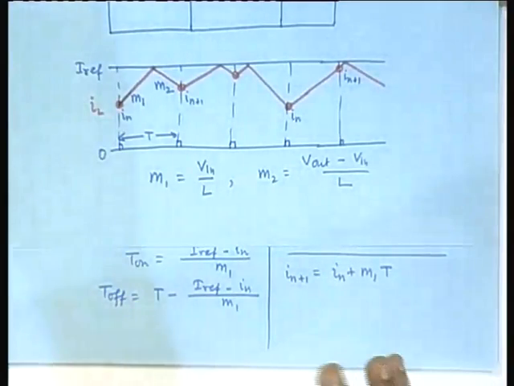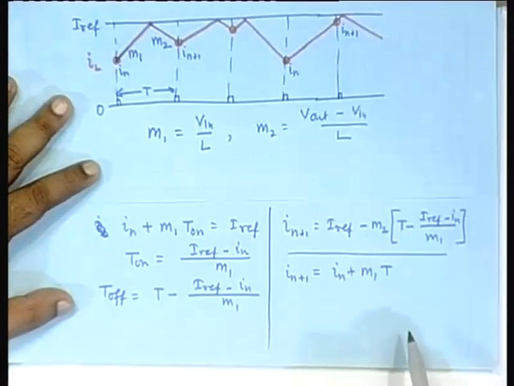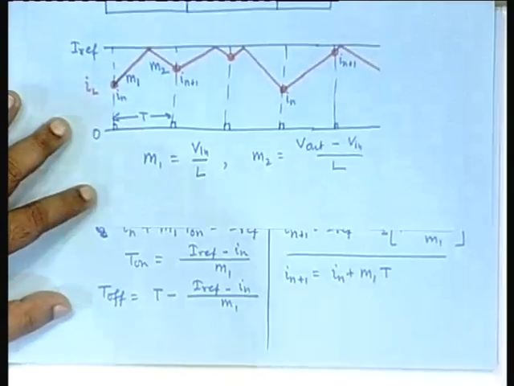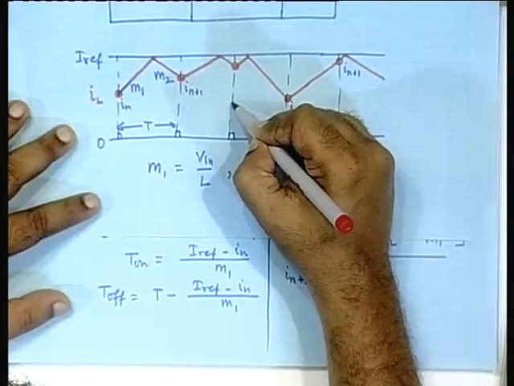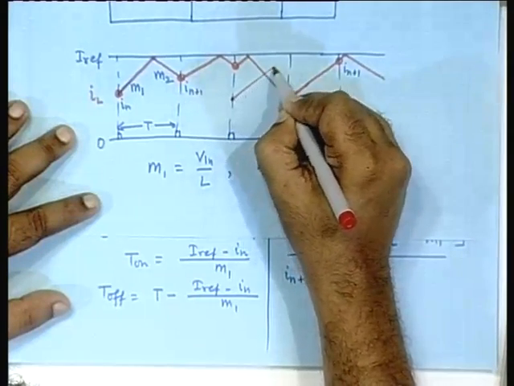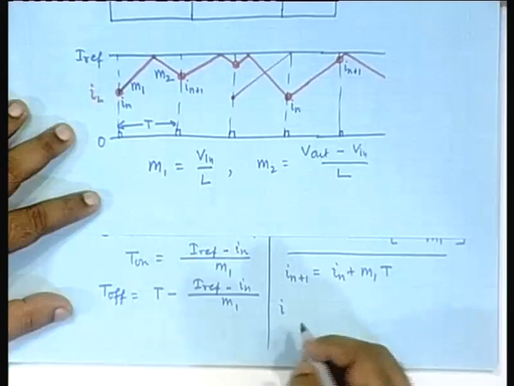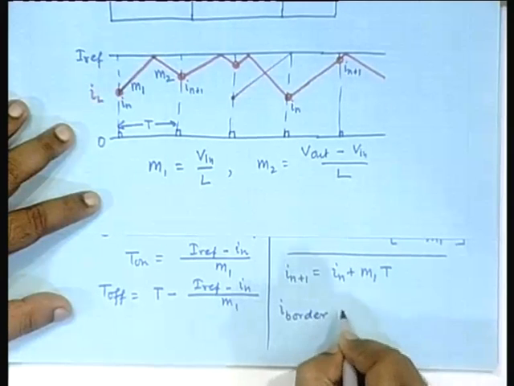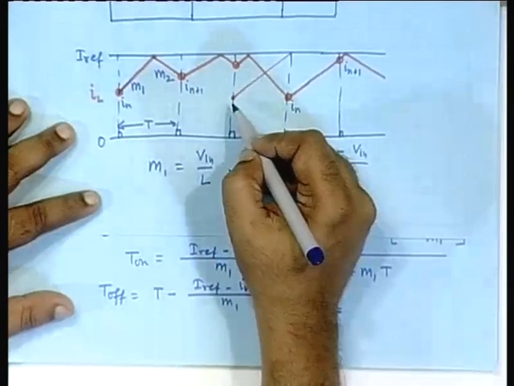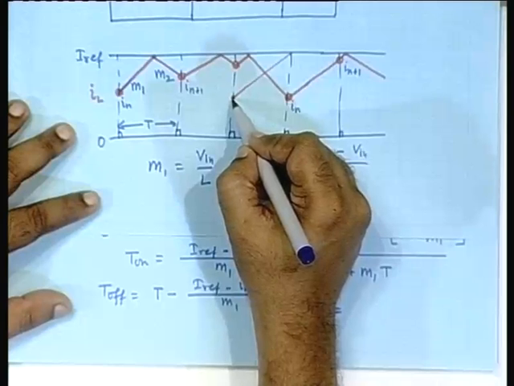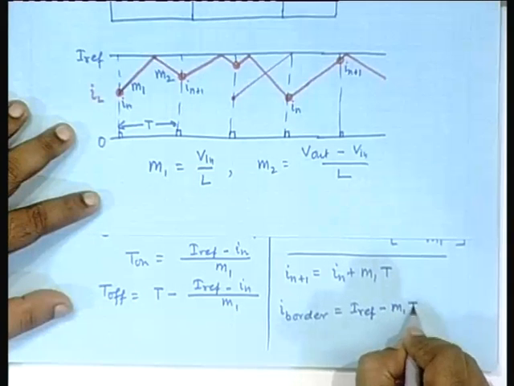So, you can see that there are two possibilities, one where the map will be given by this, two where the map will be given by this, and the critical distinguishing behavior would be one where starting from a point here, it reaches exactly at the next clock. So, I will say I border is, can you say what will be this value? It is essentially that value with which I will add M1 capital T, I will reach I reference. So, this is I ref minus M1 T. Okay.